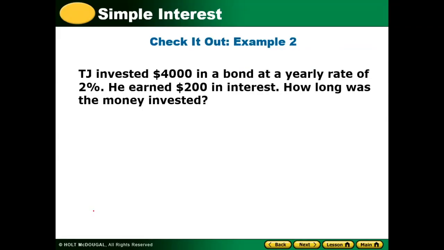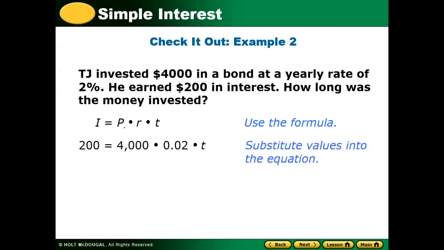TJ invested $4,000 in a bond at a yearly rate of 2%. He earned $200 interest. How long was the money invested? So again, we have our formula I equals P times R times T. We're going to sub in. This is the money that was invested. That's our principal. This is the interest earned. That's our I. This is our rate of 2%, but we're going to divide by 100, so we get 0.02.